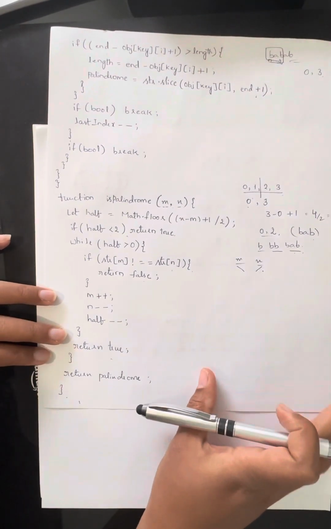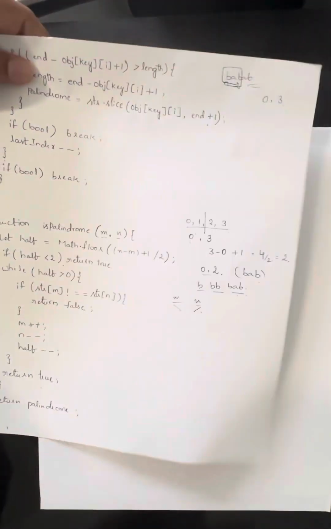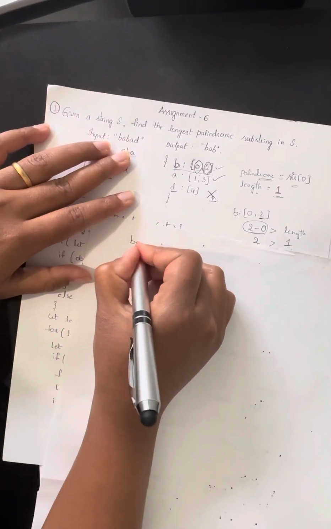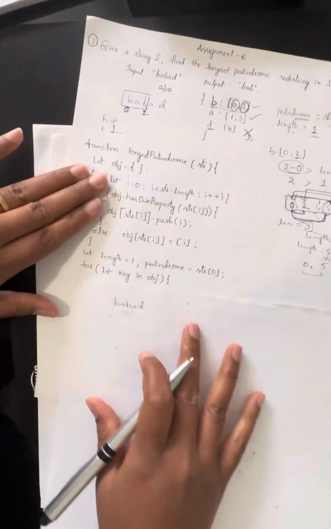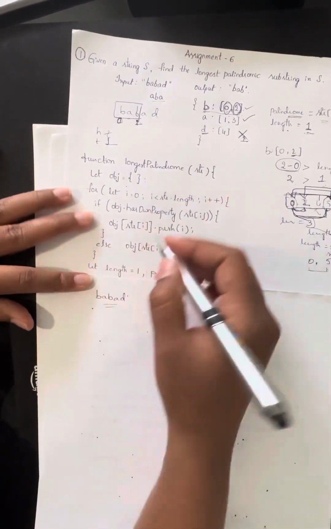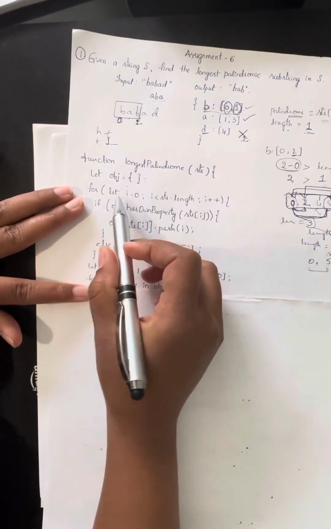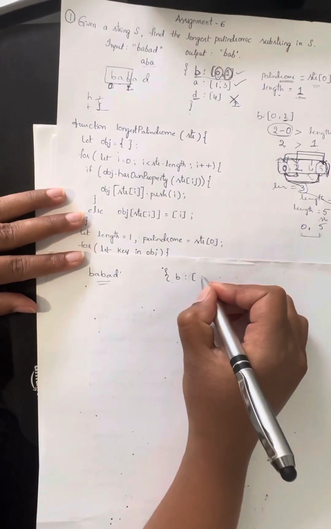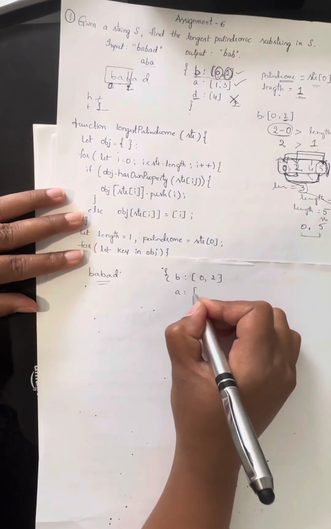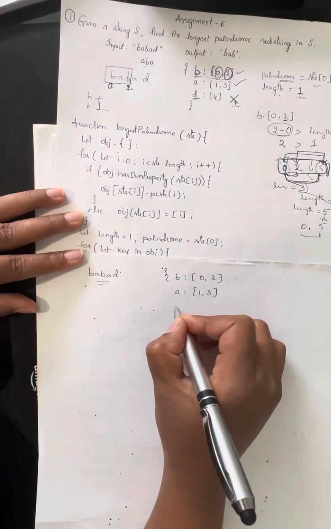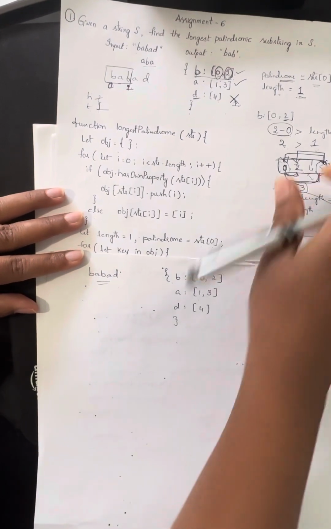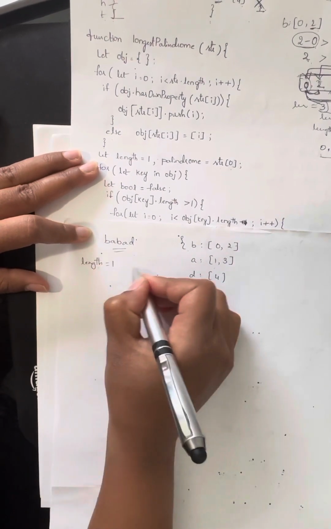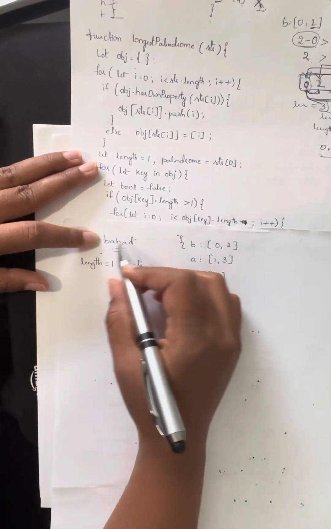Now let's check this one with the example. So let's take this example. Now let's go with the code. First we have one object, and in this while loop what we are going to do is we are just storing the indexes of each letter. So this will become, for A it is 1 and 3, and D is 4. And now we have length equals to 1 and palindrome equals to string of 0, which is B.